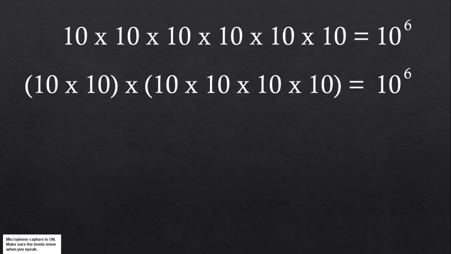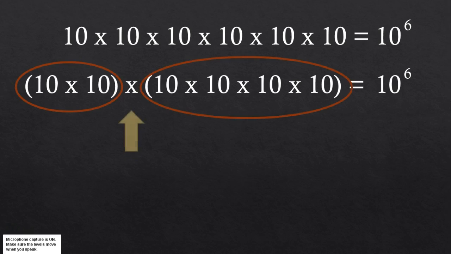Next, below that, right there, we have the same set of tens, but in 2 groups. These groups are multiplied together. How many tens are multiplied in the first group? Very good, 2. So that group equals 10 squared. Say the base and exponent for that group. Very good, 10 squared. Go to the next group.